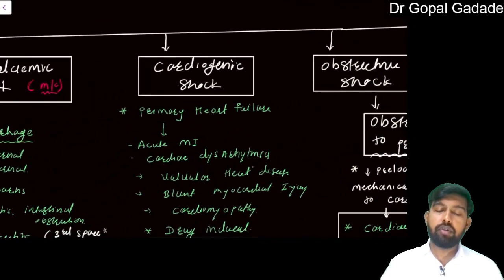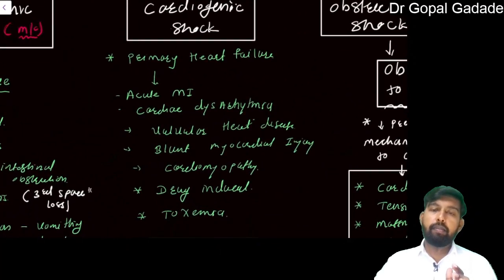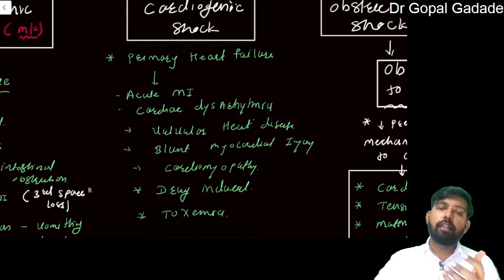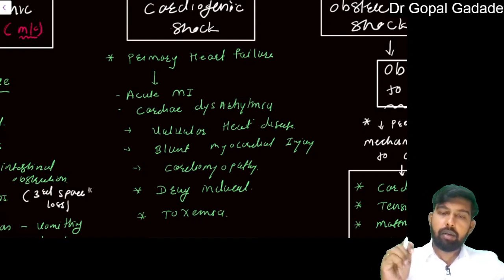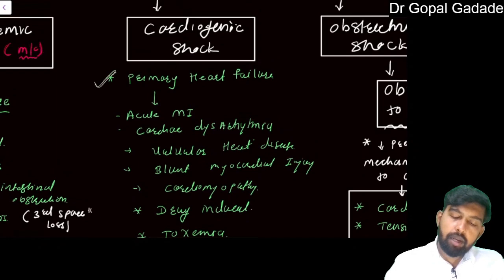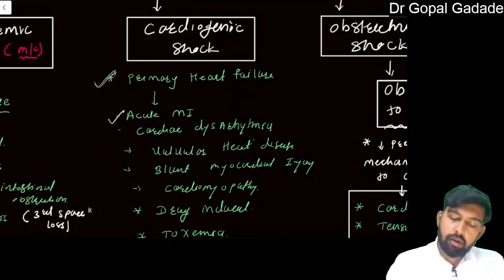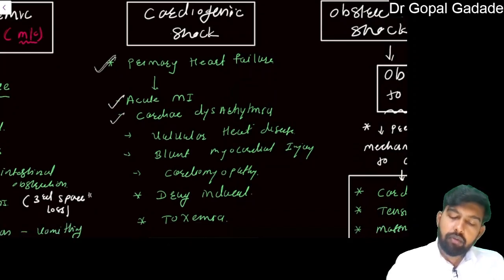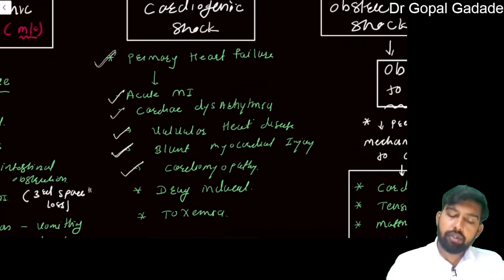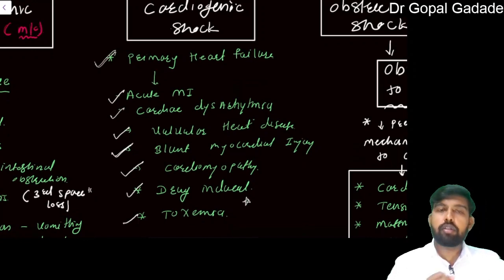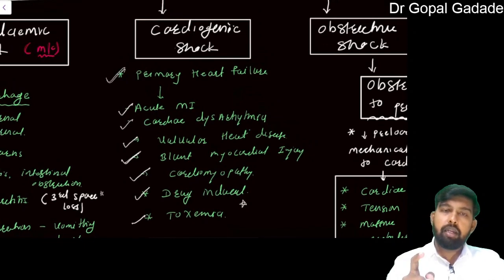Another type is cardiogenic shock. In cardiogenic shock, the problem is at the pump level, that is, at the level of the heart. The volume of the blood is normal, but there is a dysfunction of the heart. The heart is unable to push the blood up to the level of the cell. So the problem is in the pump, because of primary failure of the heart, that is heart failure. It can be due to acute MI, cardiac arrhythmia, valvular heart disease, blunt myocardial injury, cardiomyopathy, drug-induced cardiomyopathy, or toxemia. So basically the problem is at the heart level.